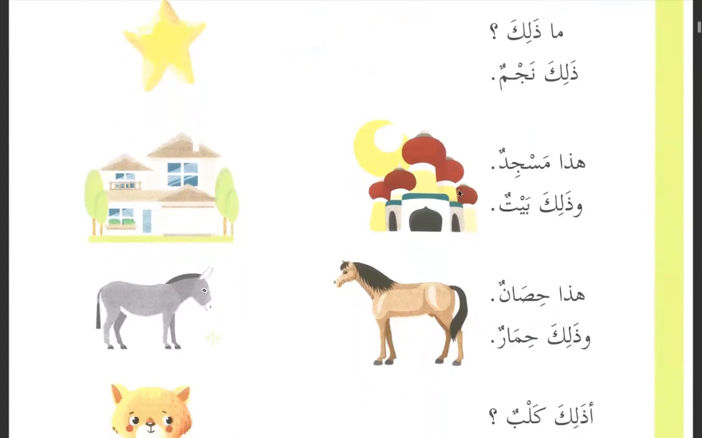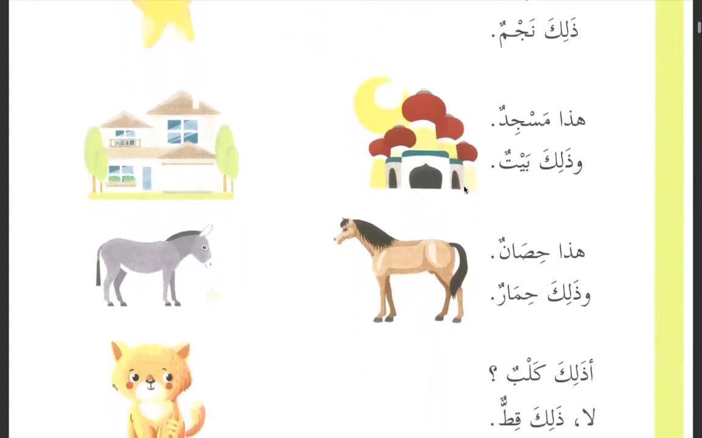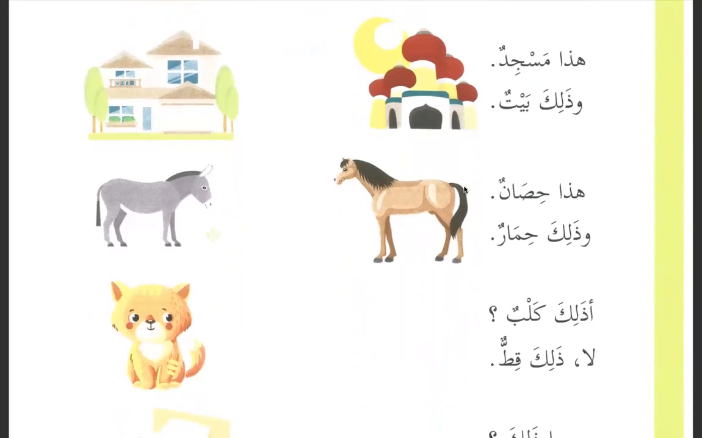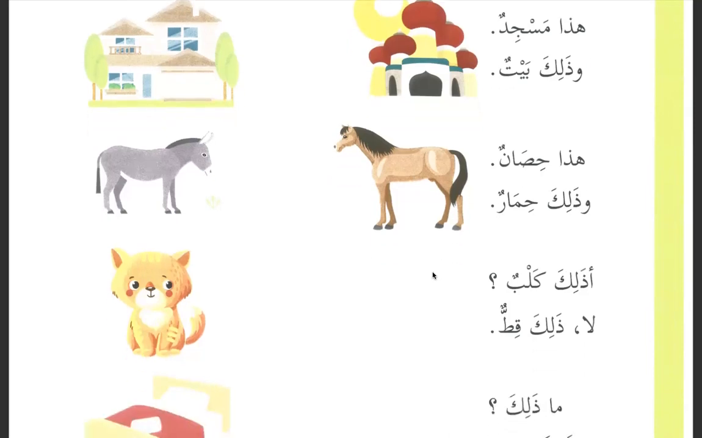هذا مسجد. وَذَلِكَ بَيْتٌ. This is a masjid. And that is a house. هذا حصان. This is a horse. وَذَلِكَ حِمَارٌ. And that is a donkey. أَذَلِكَ كَلْبٌ? Is that a dog? لا. No. ذَلِكَ قِطٌ. That is a cat.